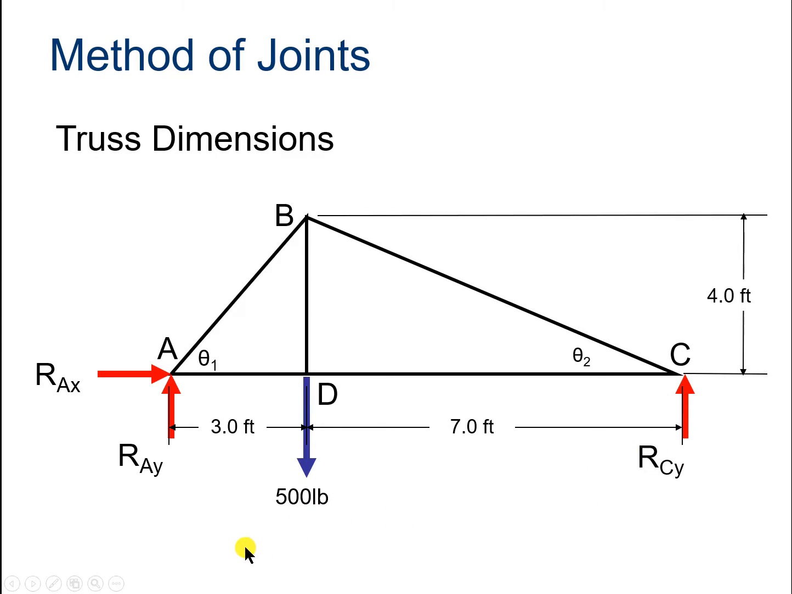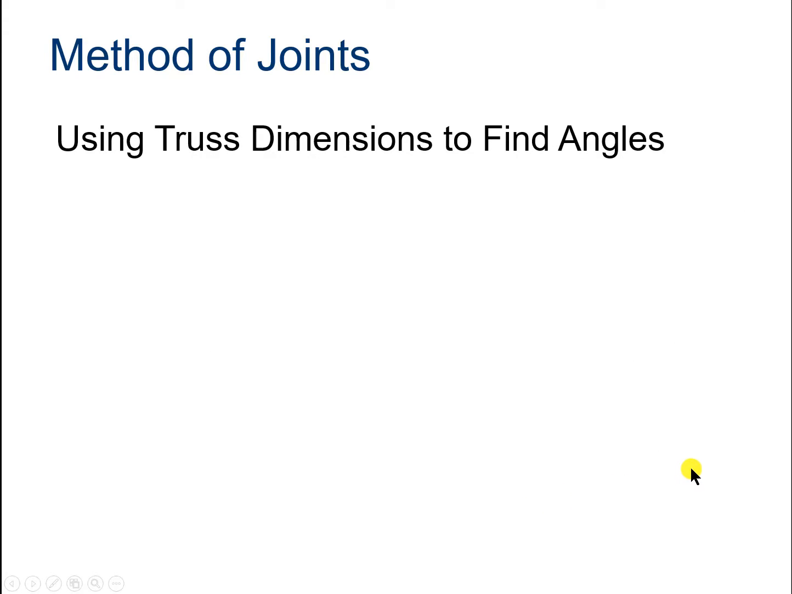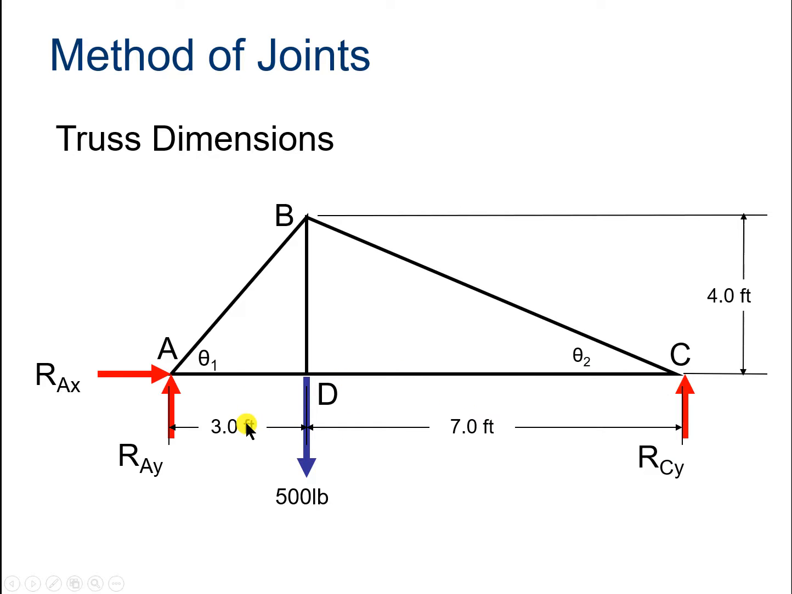This is the same truss basically. We know all the reaction forces, we've already calculated those, and now we want to work our way around to the various joints. Using truss dimensions to find the angles: we're told that the distance from A to D is 3 feet, D to C is 7 feet, and from the line A, D, C up to the point B is 4 feet. But we don't know theta 1 and theta 2, so we'll need to find those.